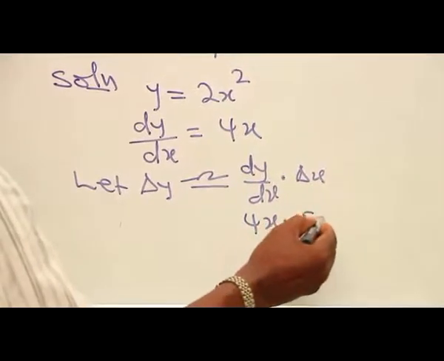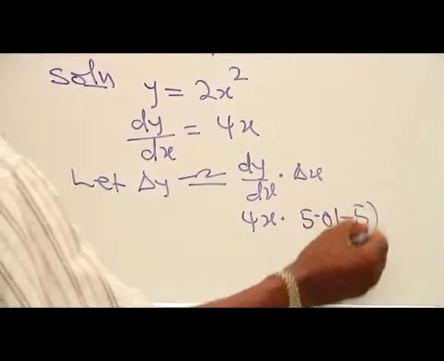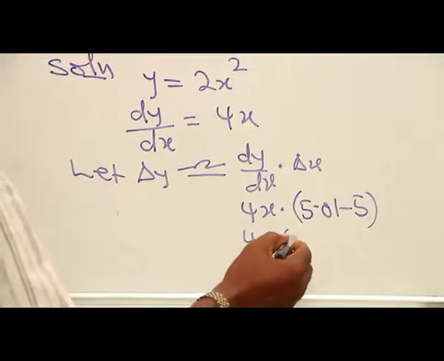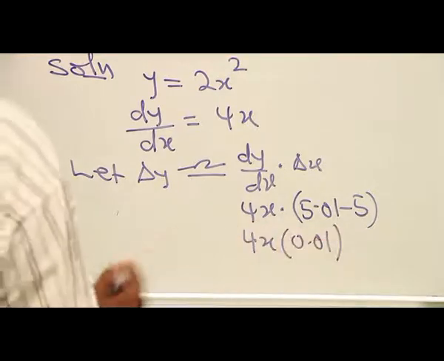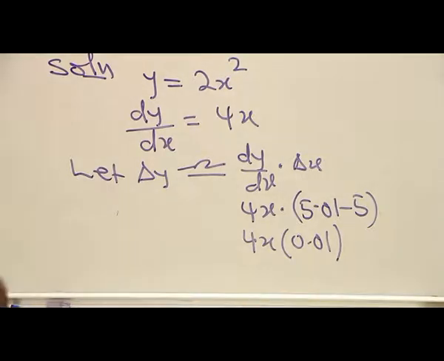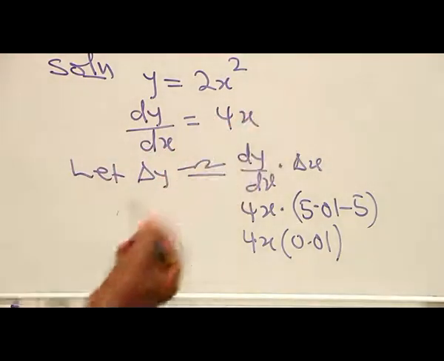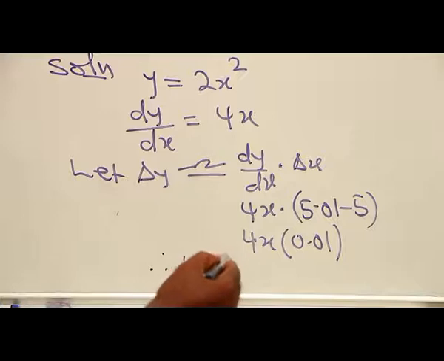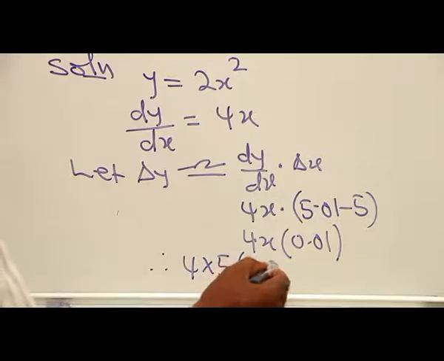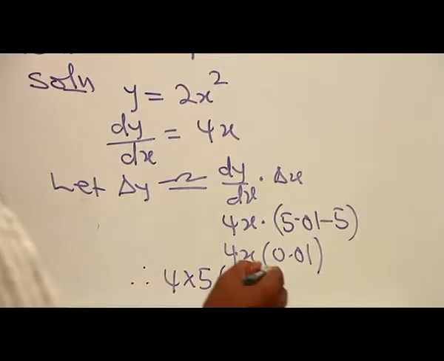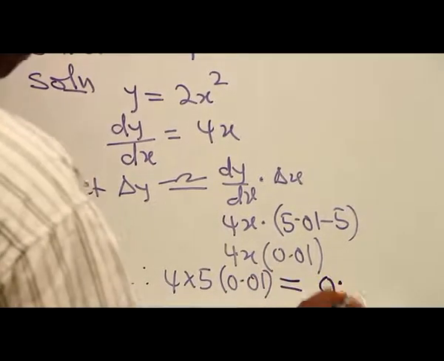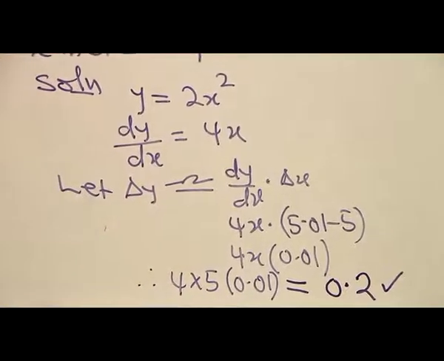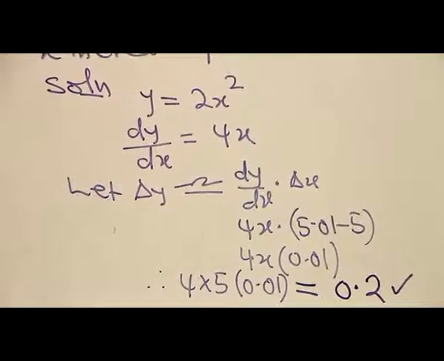Now, your dy over ds is already 4s, and the small change in s is from 5 to 5.01. So that means 5.01 take away 5. And this will result in 4s multiplying 0.01. Now, you will recall that the change is from 5 to 5.01. Therefore, we have 4 times 5, the original value, times 0.01. This should be equal to 0.2. And this is the change that is required.